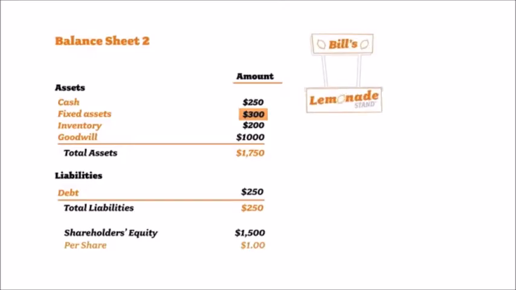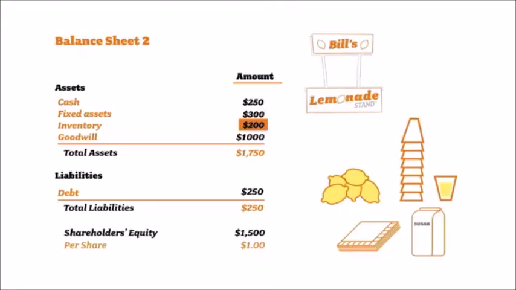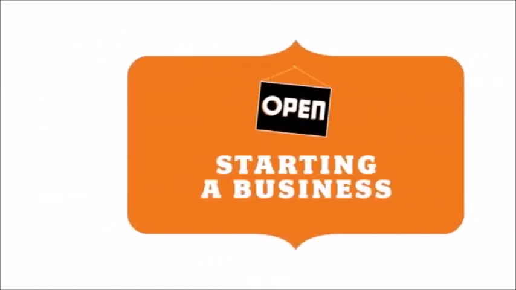That's our lemonade stand. Our inventory is $200. Those are the supplies and things, the lemons that we need to make the lemonade. Goodwill hasn't changed at $1,000, so our total assets are $1,750. And we still owe $250 to the person who lent us the money. Shareholder equity hasn't changed, so we haven't made any money. All we've done is take cash and turn it into other assets that we're going to need to succeed in our lemonade stand business.